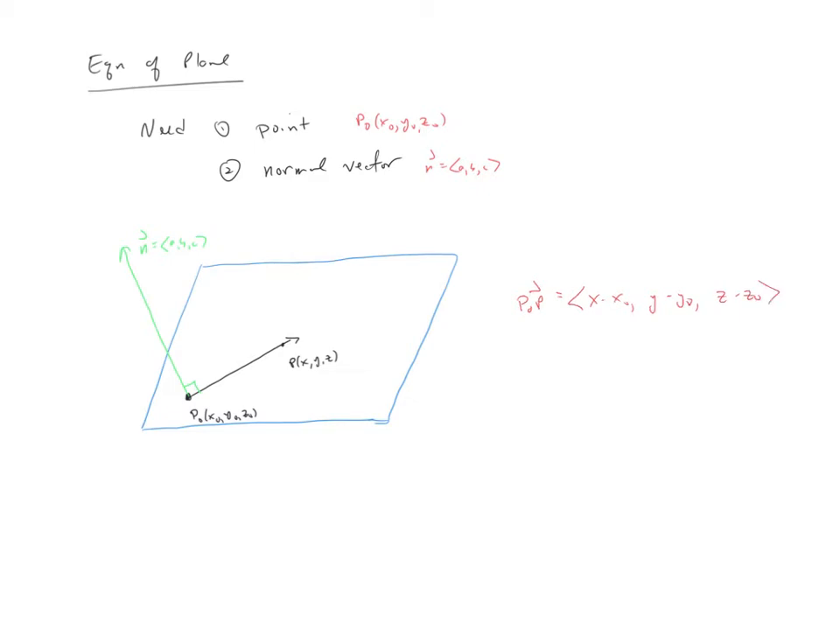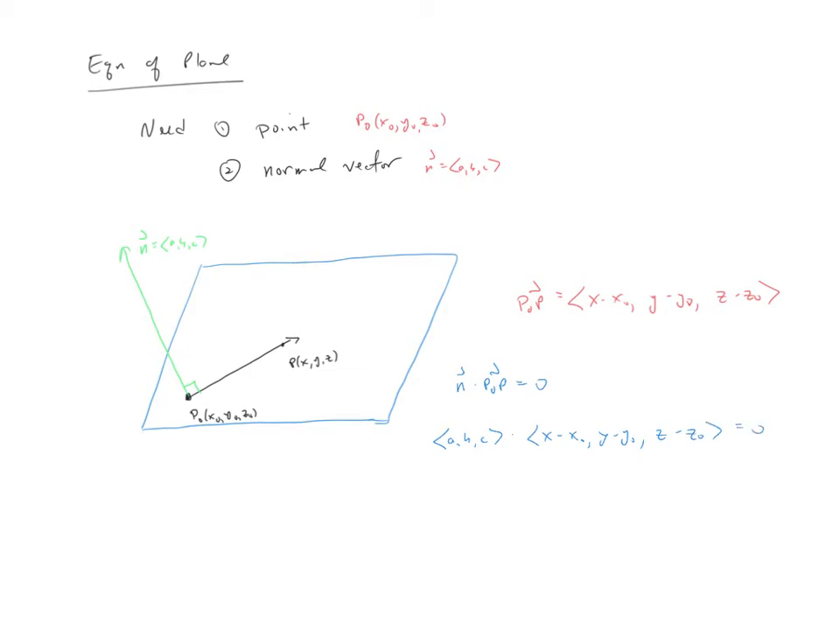Now, to put the rest of this together, we're going to take advantage of something we learned in a previous section. We know that if we take two vectors, vector N and vector P naught P, and we dot them, because they're perpendicular, the dot product should equal 0. And that's 0 the scalar, not 0 the vector. So I'm going to take N dot P naught P and set that equal to 0. Well, our N was a, b, c. P naught P was x minus x naught, y minus y naught, and z minus z naught. And that should equal 0.